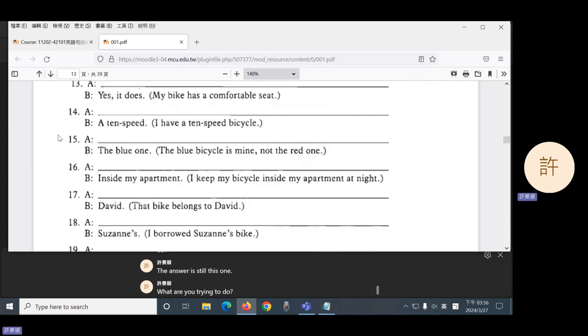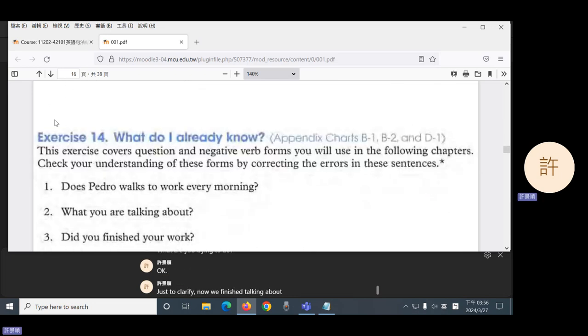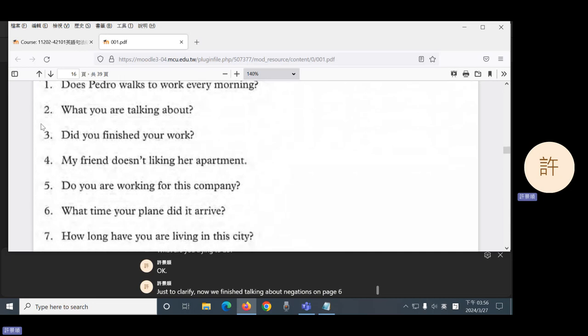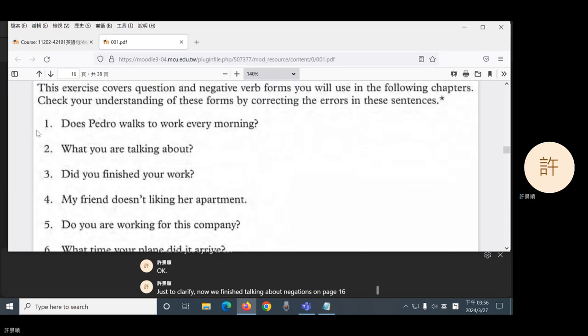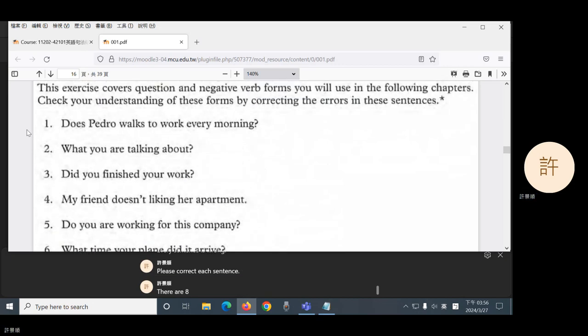Okay, just to clarify. Now, we've finished talking about negations. On page 16, some of these are questions, some of these are negations. Every sentence is wrong. Please correct each sentence. There are 8. I will give you 5 minutes. And you are always free to talk to a classmate.